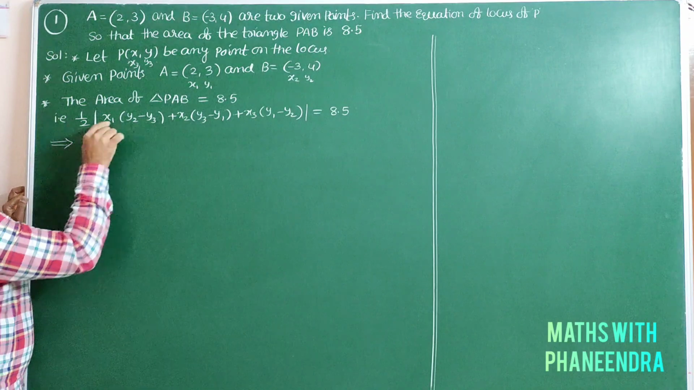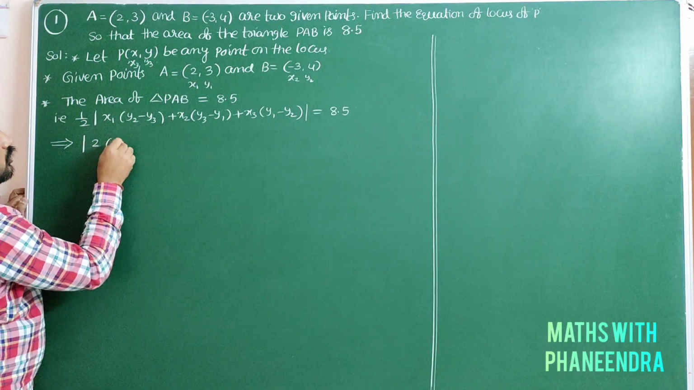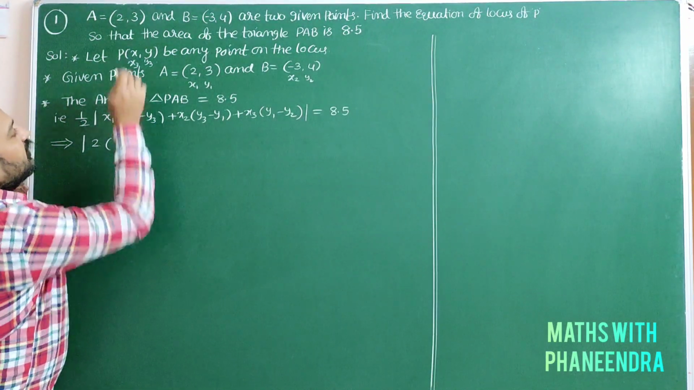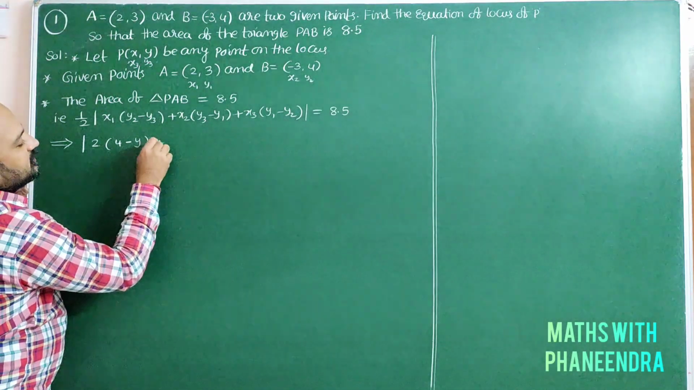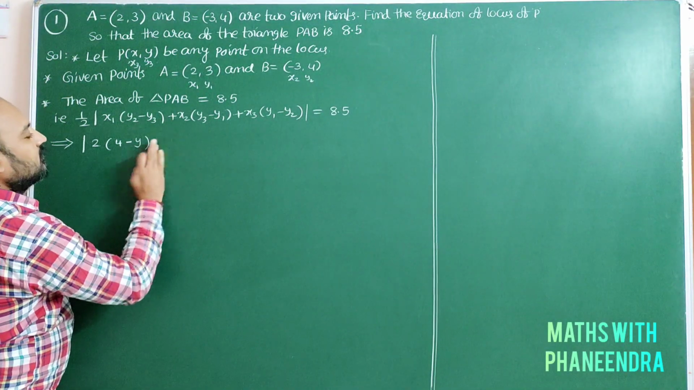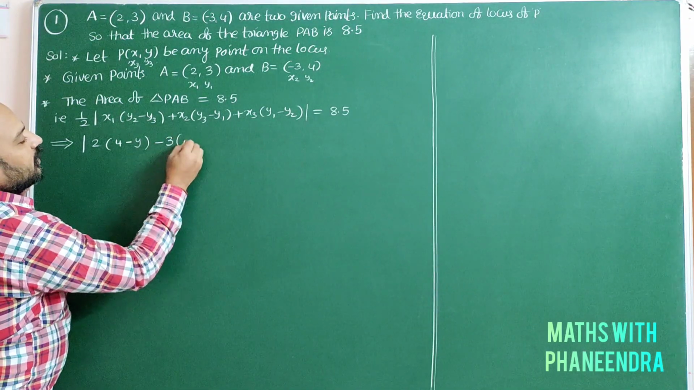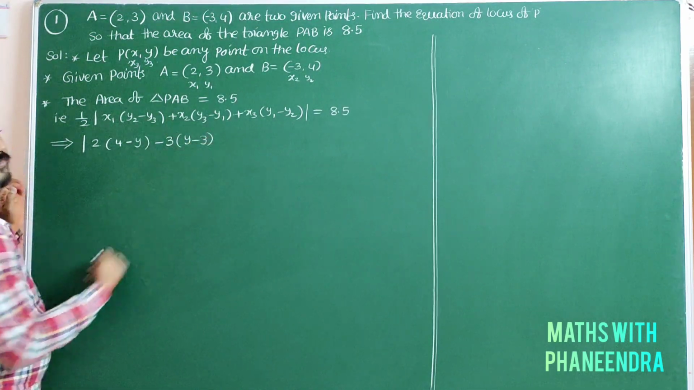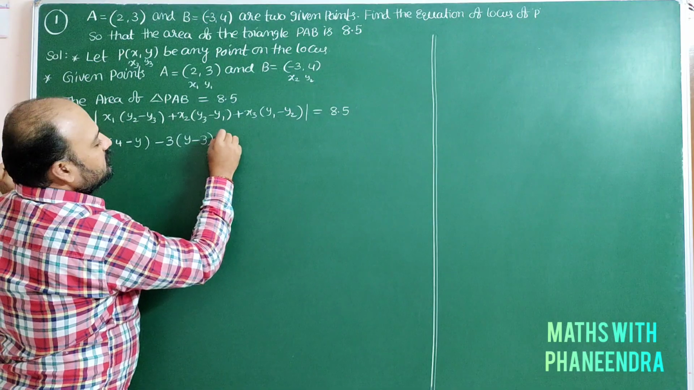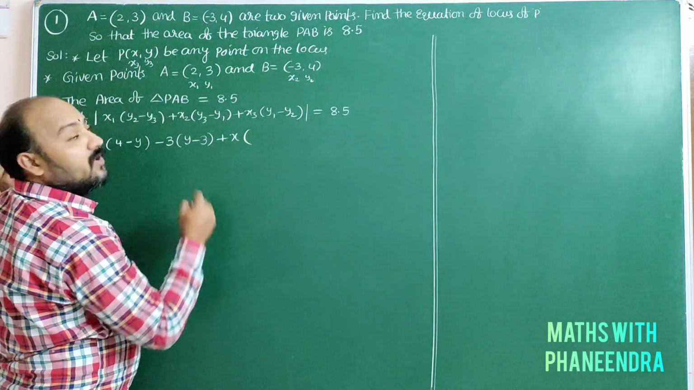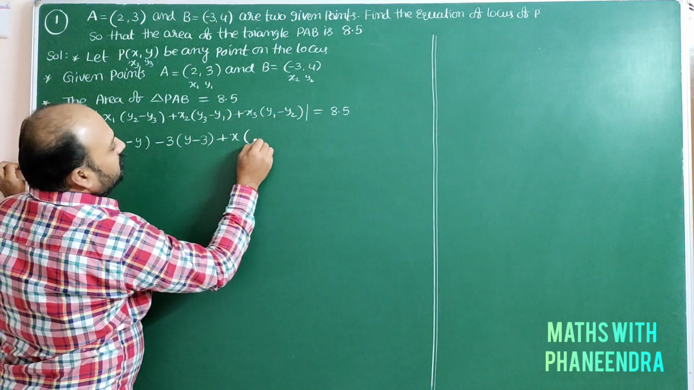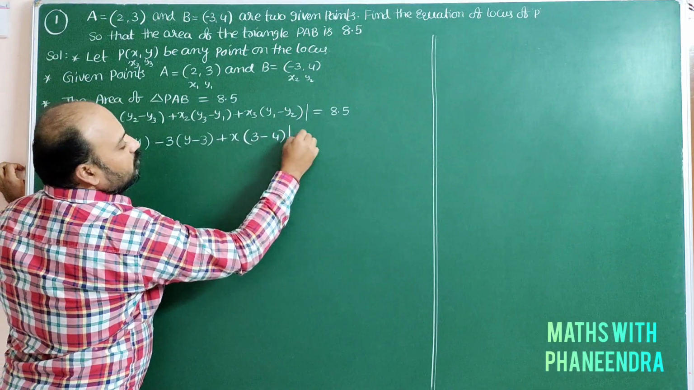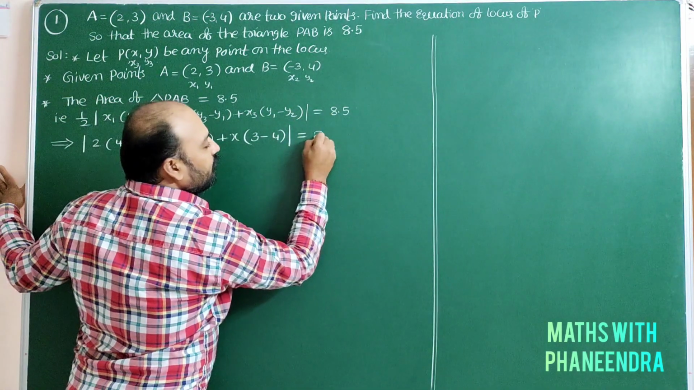So mod of x1 value 2 into y2 means 4 minus y3. Y3 value is y, plus x2 value minus 3 into y3 minus y1. Y3 means y, minus y1 is 3. Here plus x3 value is x, into y1 minus y2. Y1 means 3 minus y2, y2 means 4, is equal to 2 into 8.5.